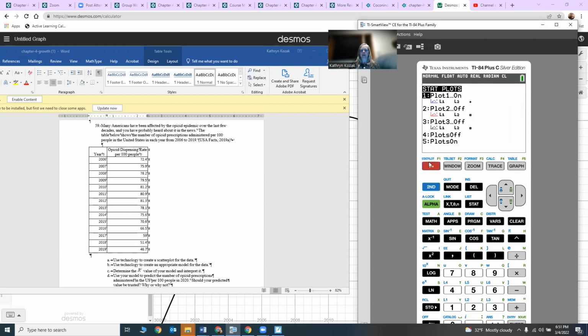Then I'm going to go up into stat plot. Number one, I want to turn on. It already is on. It already is all set up, so it's all ready to go. So I don't need to do anything there. If it wasn't turned on, I would just go turn it on and then change what I need to.